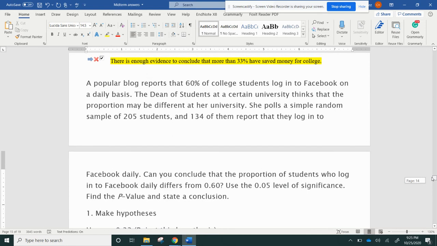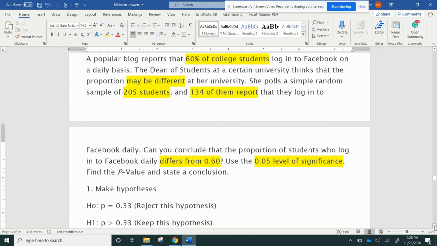Let's go read the problem. A popular blog reports that 60% of college students log into Facebook on a daily basis. The dean of students at a certain university thinks that the proportion may be different at their university. Different, she didn't say less than or greater than. So she pulls a simple random sample of 205 students and 113 report that they log into Facebook. Can you conclude that the proportion of students who log into Facebook differs from 0.6? Use a 5% level of significance. I have everything I need.